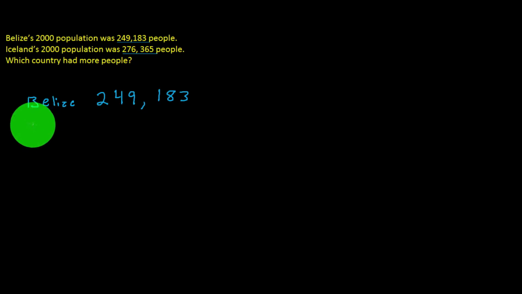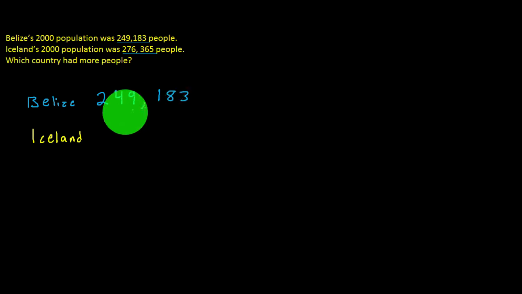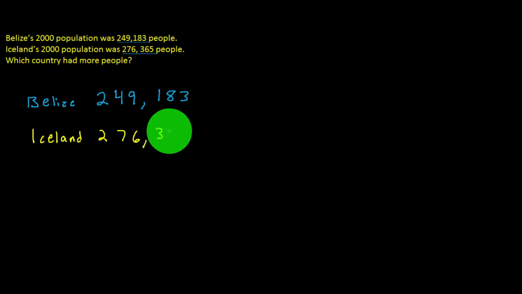I'm just going to use yellow, and I'm going to write Iceland down next. And now I'm going to write down Iceland's population below Belize. And what I want to actually do here is line up the units so that the units match up. So I have 276,365. Okay, so now that I have the units, or the place values, lined up, the next thing I can do is actually compare them.